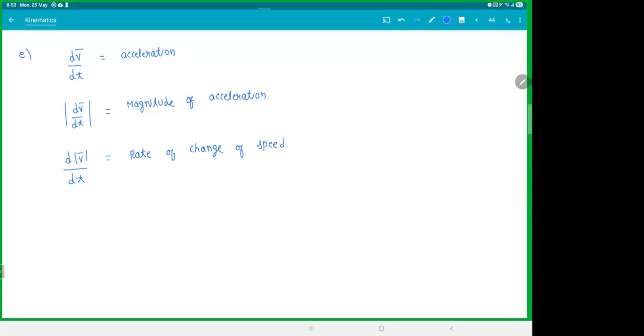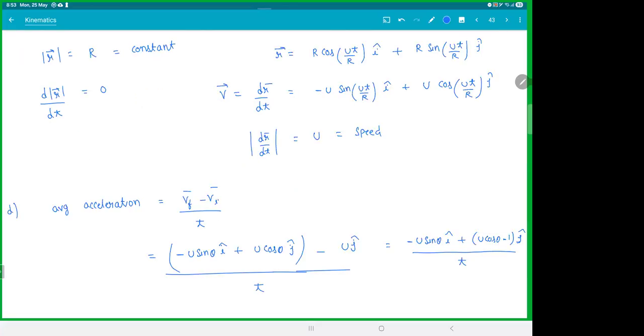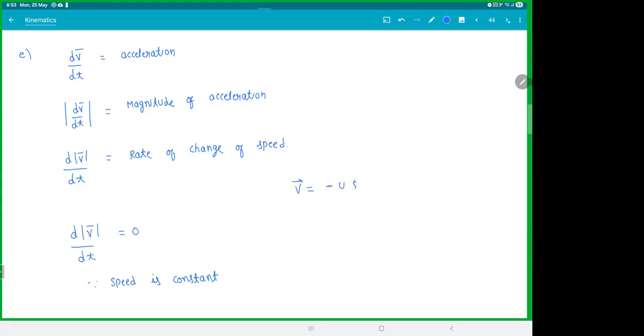Now tell me, when the particle is going in a circle, is the speed changing? Speed is constant. So d mod V by dt is zero since speed is constant. And what is dV by dt? That we can find. We know V bar, which is what we calculated here already, minus u sine ut by r i cap plus u cos ut by r.